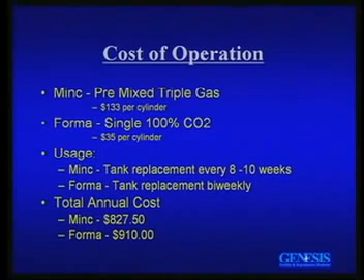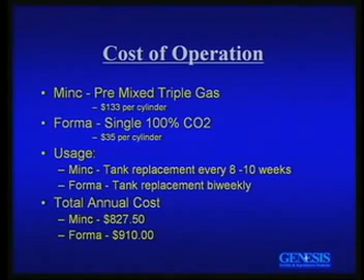Now, the cost of operation is something that we were concerned about, and I looked at the price of triple gas. When you buy pre-mixed gas, it's much more expensive. It's about $133 a cylinder. That might be a little inflated because it's New York, or that could be a real price, I'm not sure. Whereas CO2 is about $35 a cylinder.